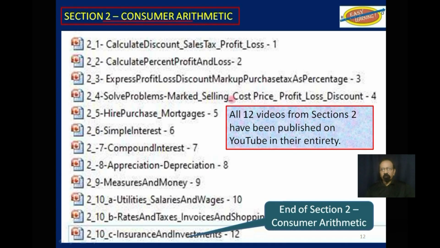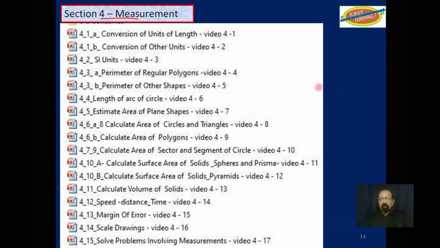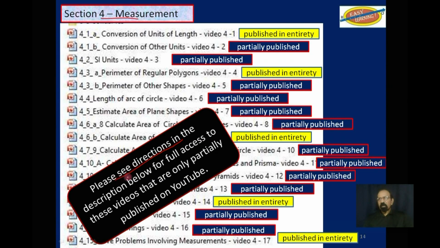Section 2, Consumer Arithmetic. All 12 of these videos have been published on YouTube in their entirety. Section 3, Sets. All 6 of these videos have been published on YouTube in their entirety. Section 4, Measurement. Some of these have been published on YouTube in their entirety as indicated in yellow here. The others only partially. Please see directions in the description below for full access to these videos that are only partially published on YouTube, and that will also apply to sections 5, 6, and 7.